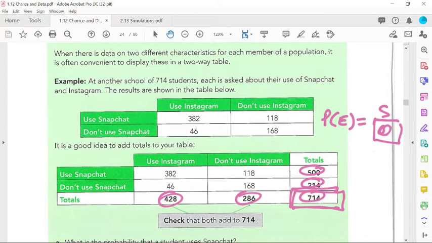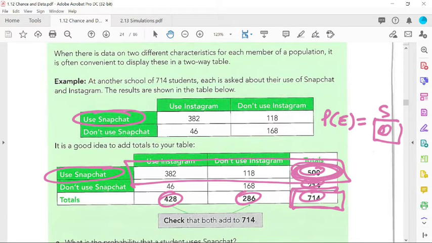Or am I given what's called a conditional probability? In other words, they have to do this, so I'm only allowed to look at those students. For example, I could say, of the students who use Snapchat. So is that everybody? Nope, it's only the ones who use Snapchat. So I'm only allowed to consider these numbers. So what would my denominator be in that case? The 500. Okay? So be careful.